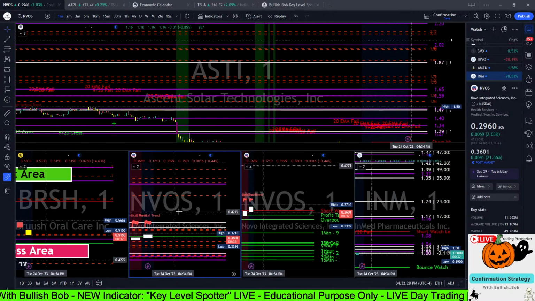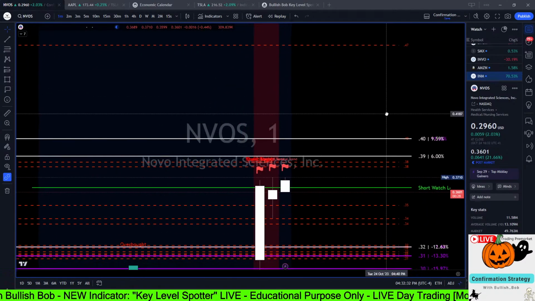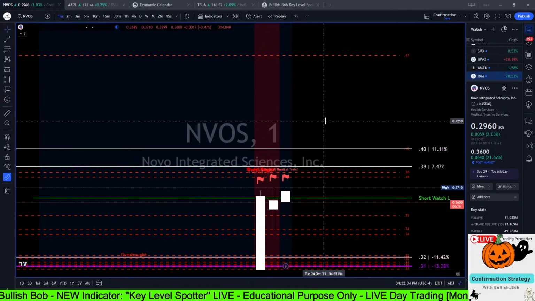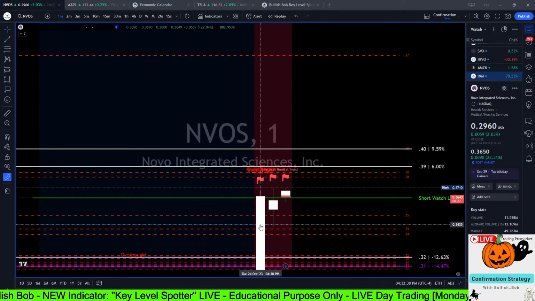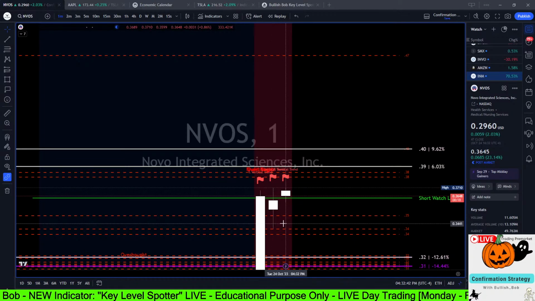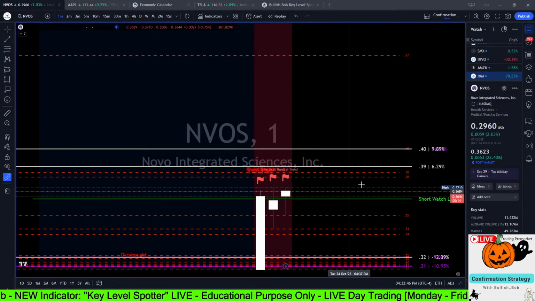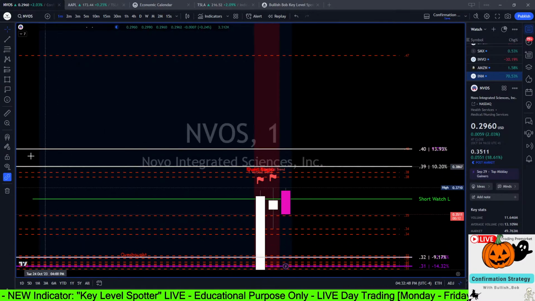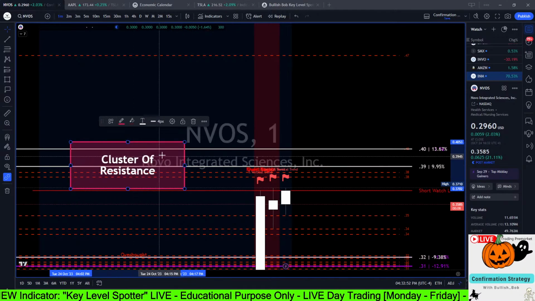This is the confirmation levels. Close over 40 cents on NVOS is what we want to see for continuation right here. It's got the volume. This candle had on its first spike here 900,000 shares, 500,000 shares, almost 350,000 shares, and then we're seeing a pullback. So close over 40 cents. Again, this is a cluster of resistance, right? So if we just measure this out, cluster of resistance, there we go.